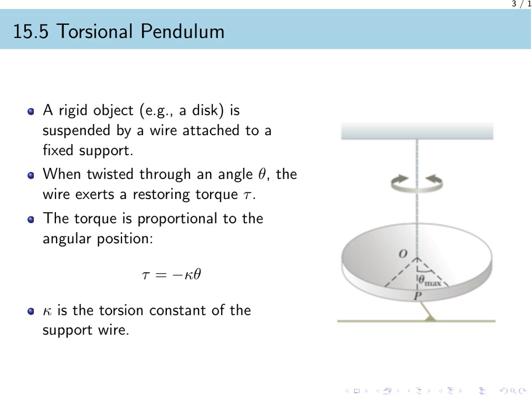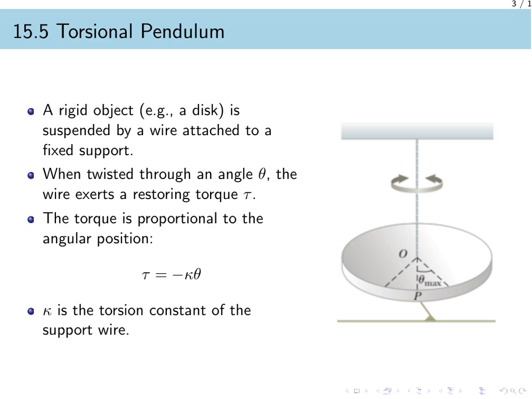that is attached to a fixed support. When the disc is rotated or twisted through an angle represented by theta, the support wire is twisted as well. This wire then exerts a restoring torque on the disc that acts to pull it back toward its original position. This restoring torque is directly proportional to the angular position.